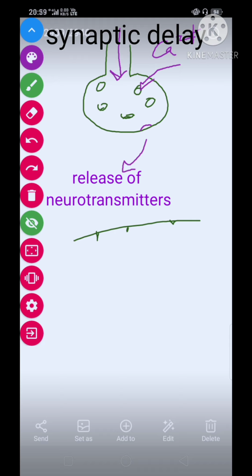This entire event, entry of the calcium and then the subsequent release of neurotransmitter into the synaptic cleft, results in some delay of nerve transmission. This delay is quite some milliseconds in nature and is referred to as synaptic delay.